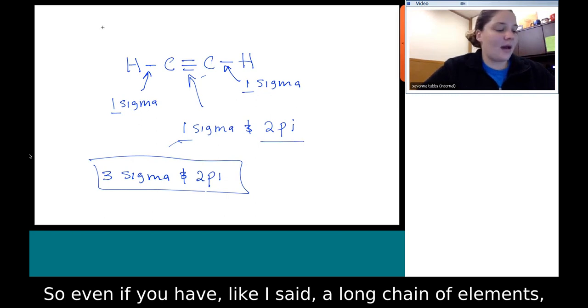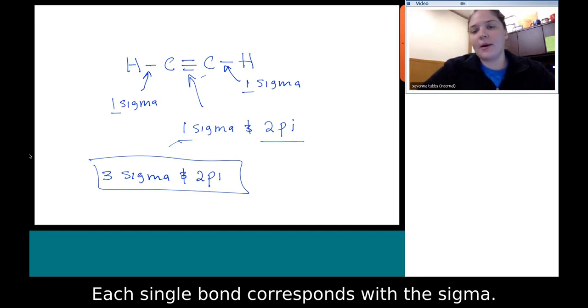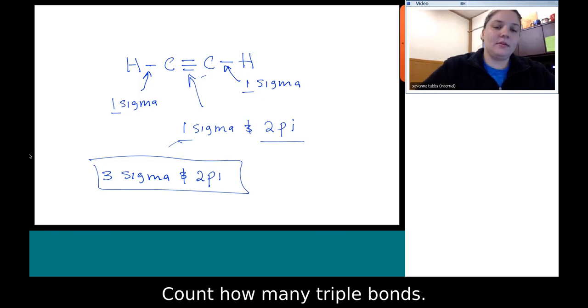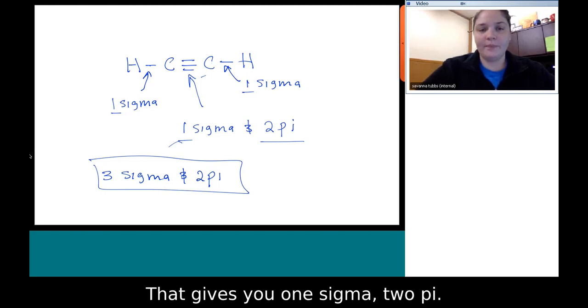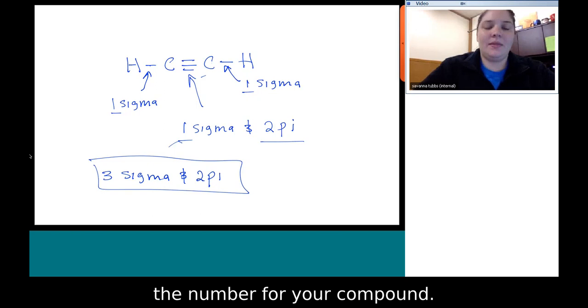So even if you have, like I said, a long chain of elements, just simply sit there and count how many single bonds you have. You know, each single bond corresponds with a sigma. Count how many double bonds. That gives you 1 sigma, 1 pi. Count how many triple bonds. That gives you 1 sigma, 2 pi. Once you finish, add all that up, and that would be the number for your compound.